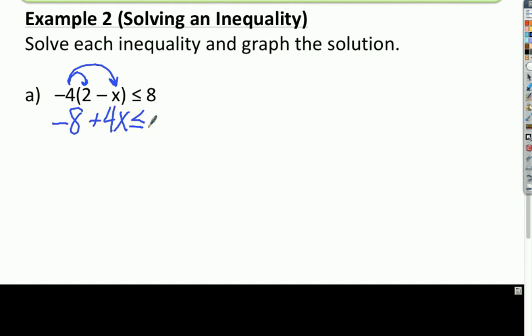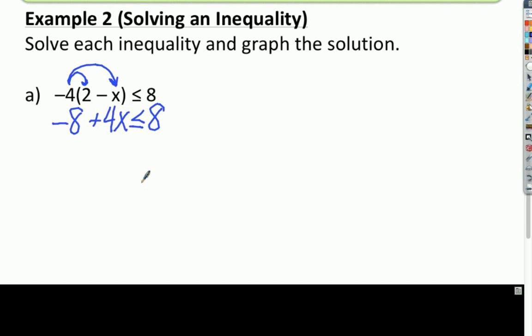Less than or equal to 8. Now, do we flip the symbol? No. Wait, yes, you do. Multiplied by a negative, do we flip the symbol? Oh, yes. Give me a thumbs up if you think we should flip the symbol. Okay, we got a couple people over here, a couple people over there.